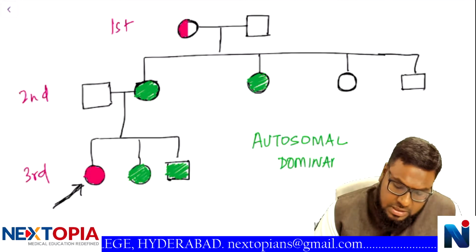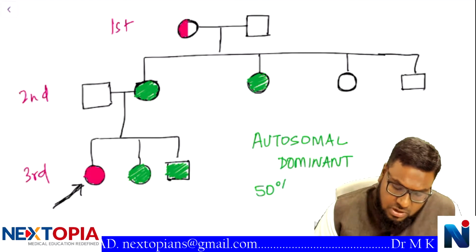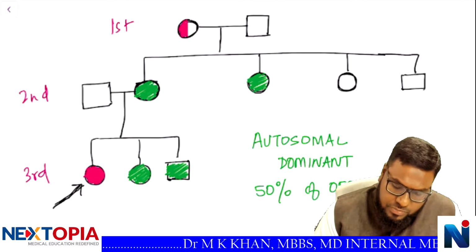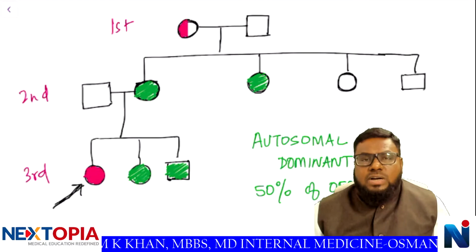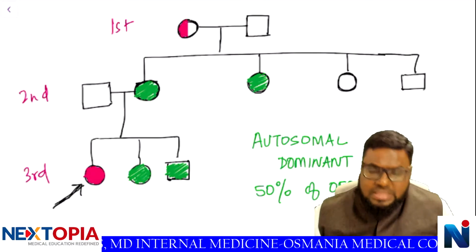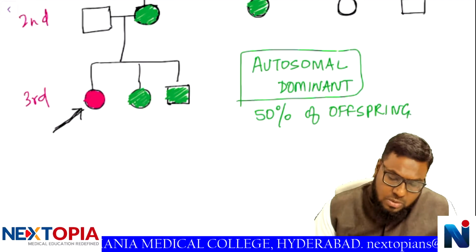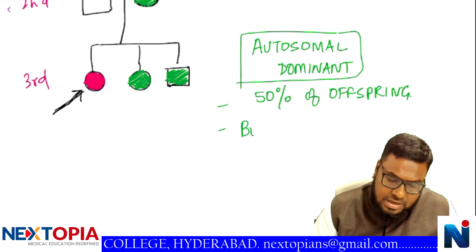which is seen in at least 50% of the offsprings in every generation. It is not exceeding that, or it is not less than that. Both male and females are equally affected. That is the most important point about autosomal dominant. So both male and female are equally affected.